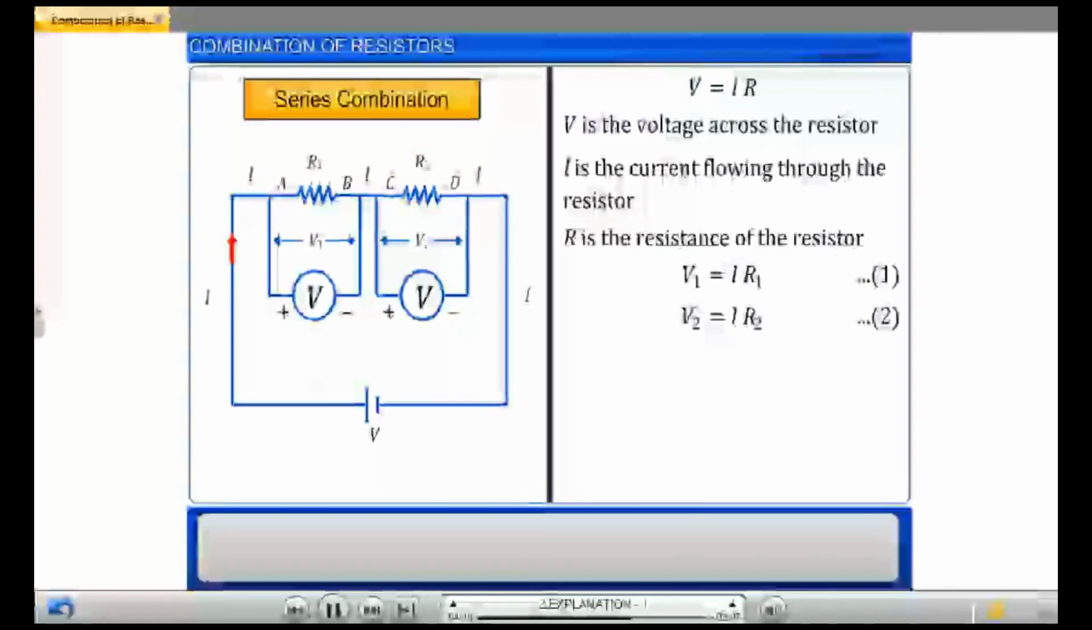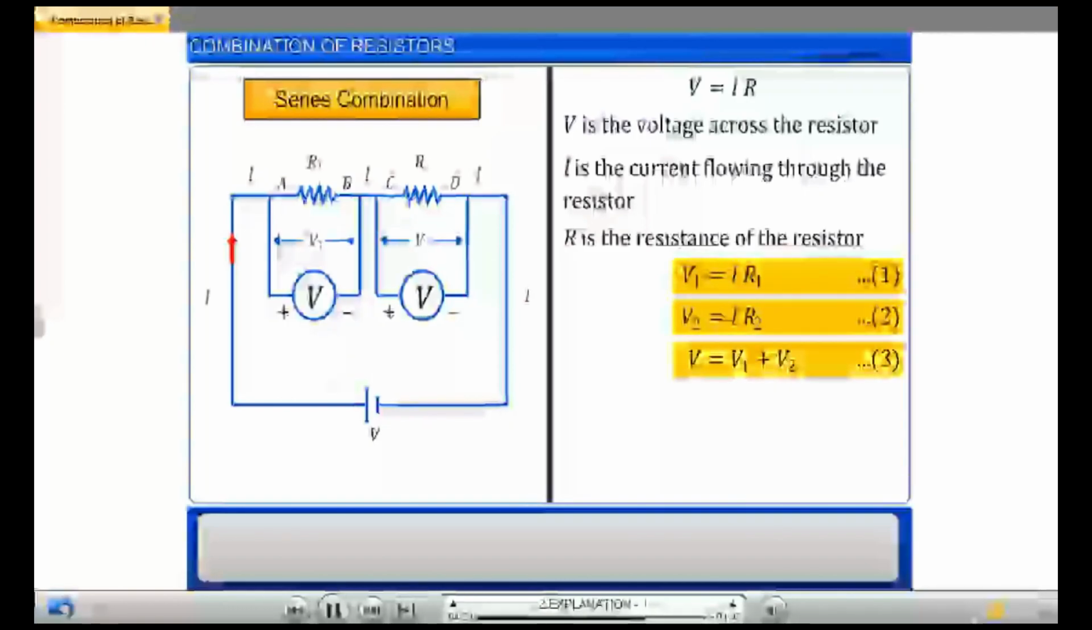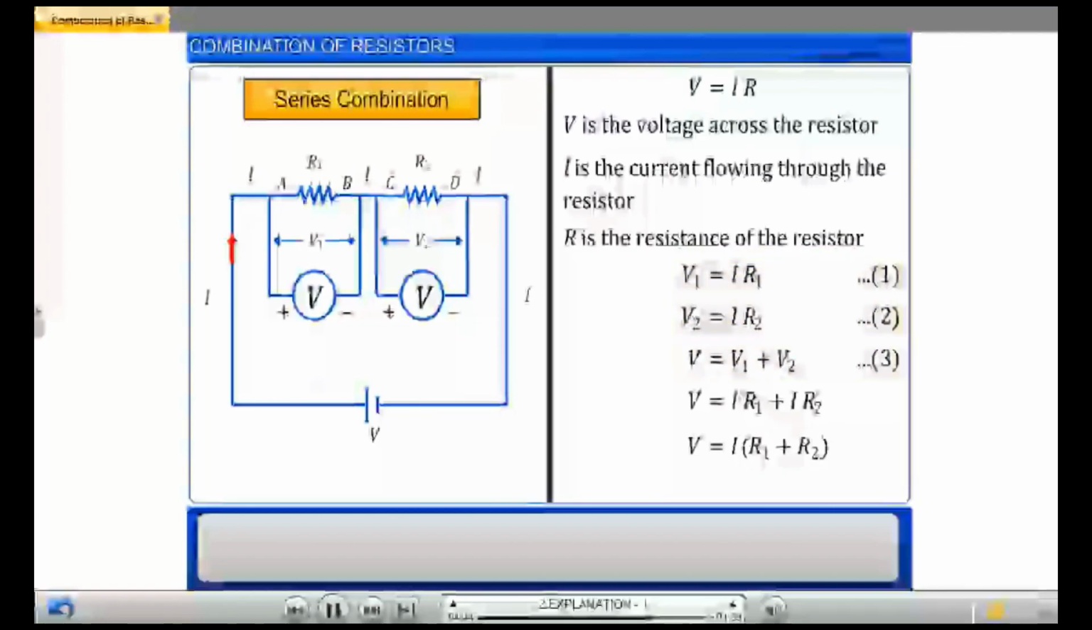The potential difference V across A and D, that is, the series combination, can be written as V is equal to V1 plus V2. Let this be equation 3. Substituting equations 1 and 2 in 3, we get V is equal to IR1 plus IR2. V is equal to I into R1 plus R2. Let this be equation 4.